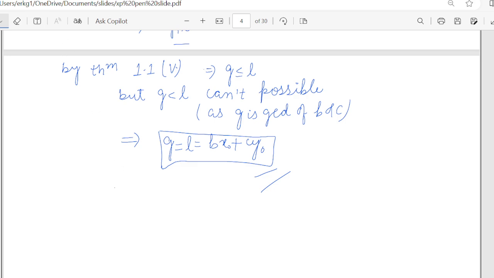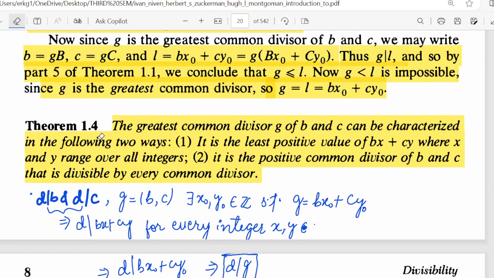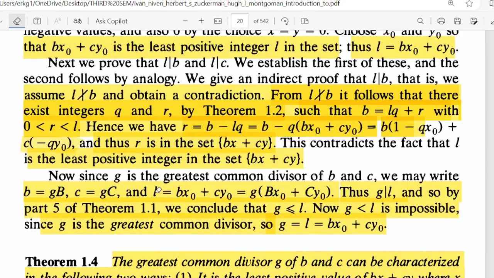Theorem 1.5 says... sorry, theorem 1.4. The statement of theorem 1.4 is: the greatest common divisor g of b and c can be characterized in the following two ways. First, it is the least positive value of bx plus cy where x and y belong to the set of integers.